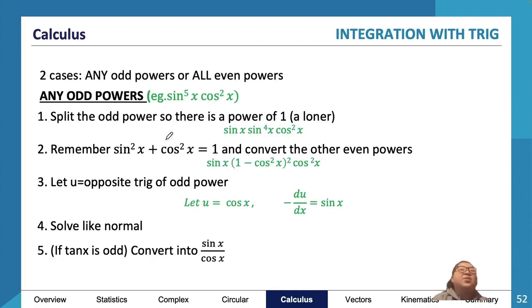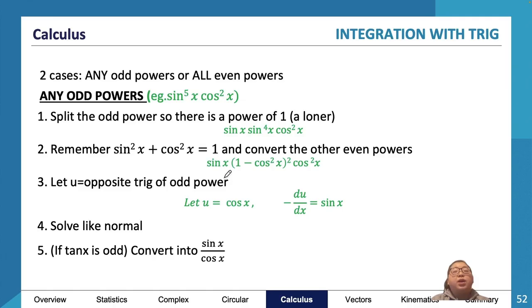Integration with trig is quite similar to integration by substitution, except what you're going to do is substitute 1 equaling sine and 1 equaling cos. For any odd powers, you're going to split the odd power, so there's 1 with just the power of 1 by itself. And if you have any component with sine squared plus cos squared, you're going to substitute that in and replace it to get what you need.